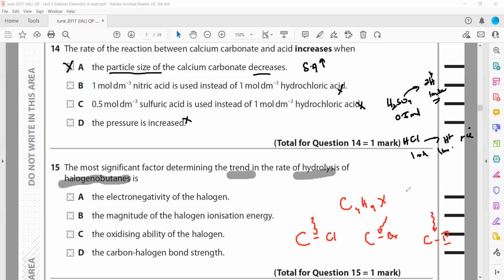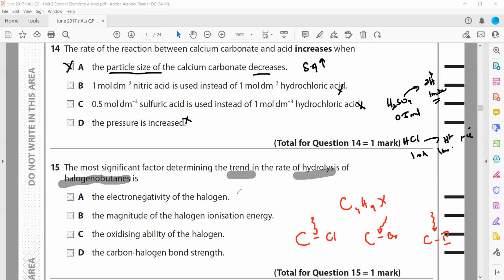So the rate at which these halogenobutanes react depends on the strength of the bond between carbon and the halogen. If there is a strong bond between carbon and halogen, it will react slower. If there is a weak bond, or the bond length is longer, then the reaction will be faster, as a longer bond length means less energy is needed to break the bond, so it can break down easily.